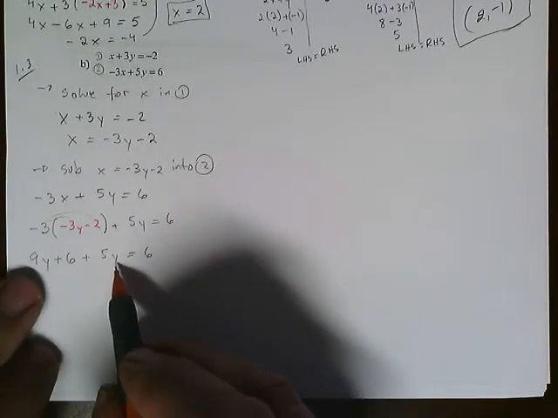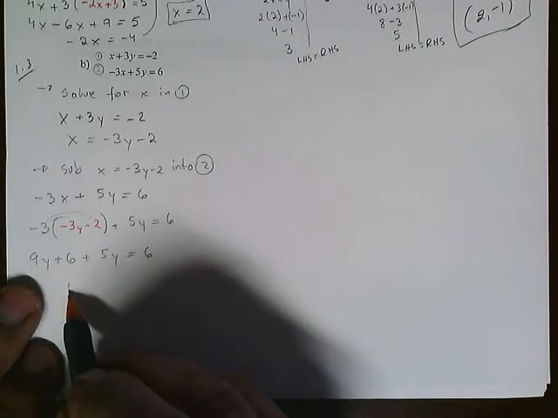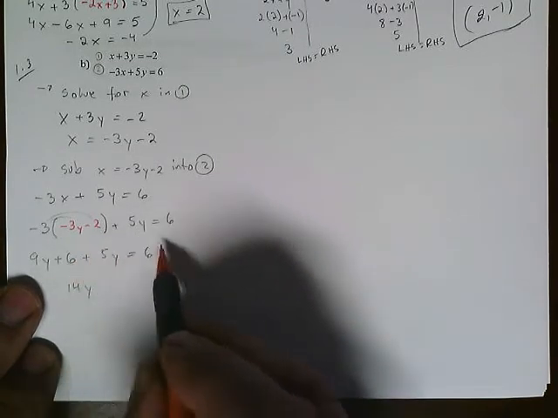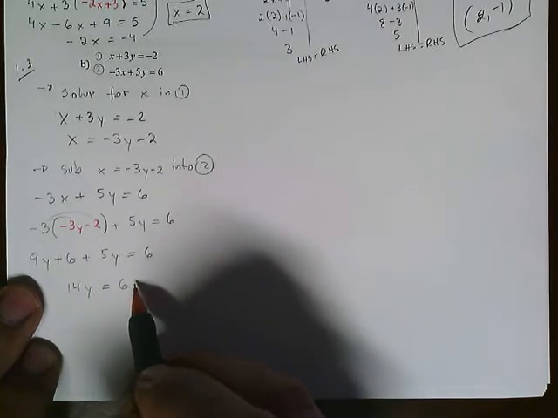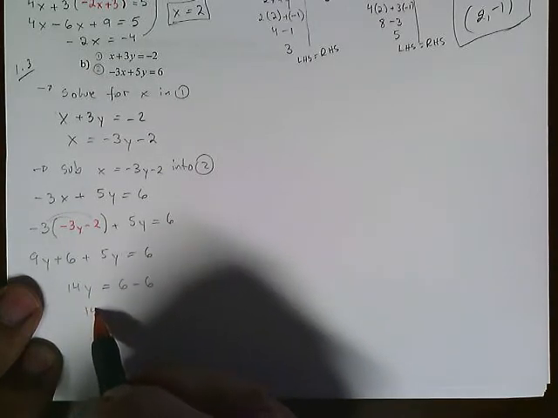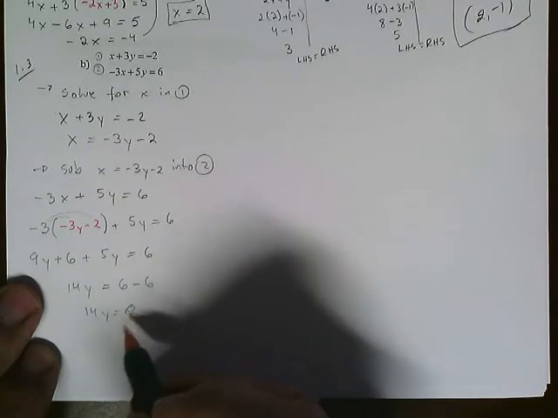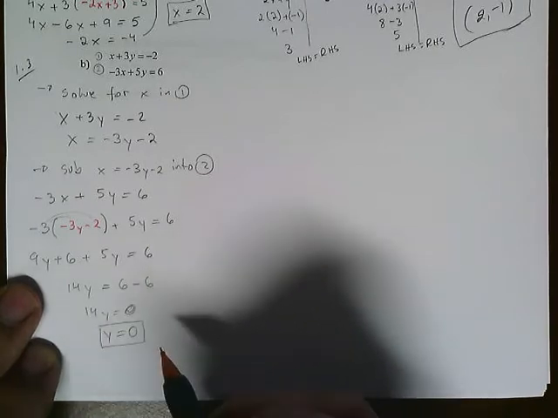Okay, let's combine our y's. So that would be 14y. And let's bring this over to the other side. So that'd be 6 minus 6. So 14y is equal to 0. And even if you divide both sides by 14, y is equal to 0 still. So we're going to box that in.